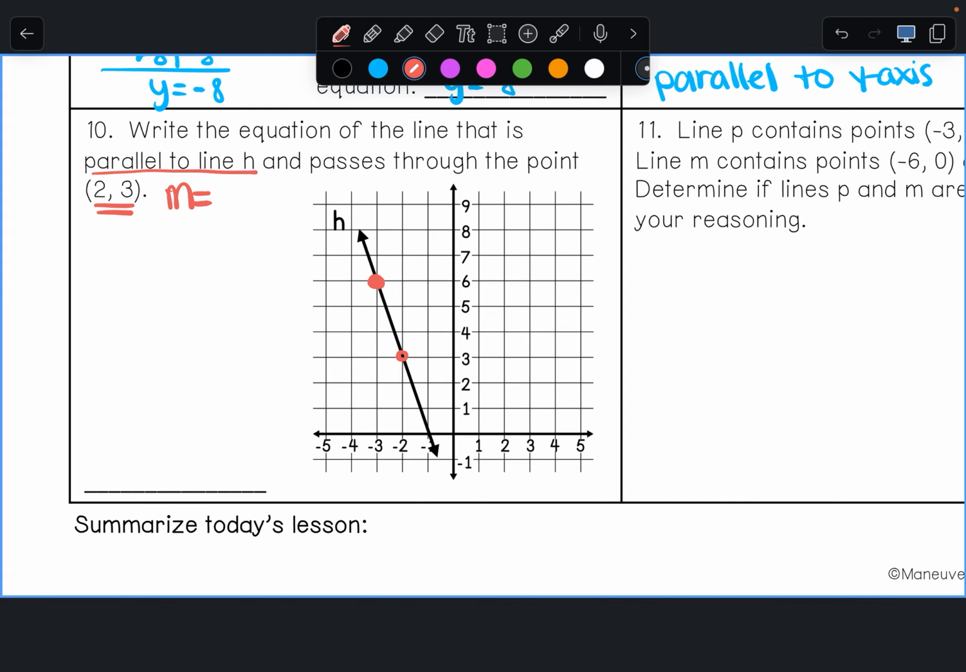So I'm going to use points (-2, 3) and (-3, 6). What is the rise? 3. And the run? -1. I kind of did it wrong. Okay? So now we have the slope and we have a point. What can we use to find the equation? Point slope form.